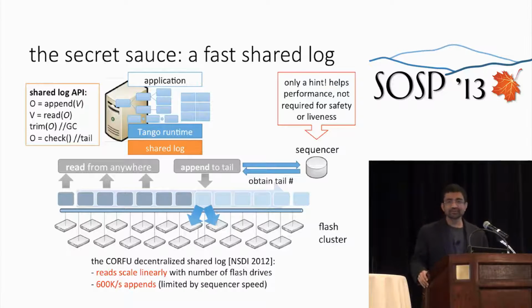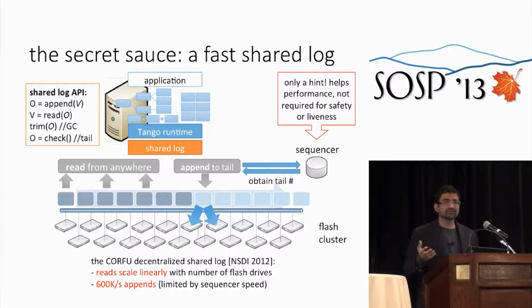Now, you may look at this and think, hold on, the whole point of this was to make centralized services highly available, and yet at the bottom you have a centralized sequencer. What's going on? It turns out that we don't really need the sequencer for safety or liveness in this design. Multiple clients can guess where the tail is and keep making progress. We ensure safety in that case.